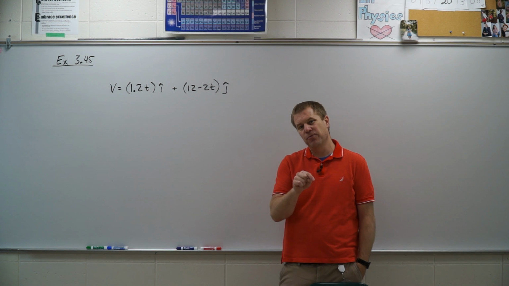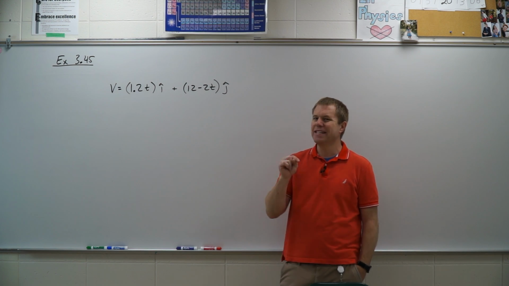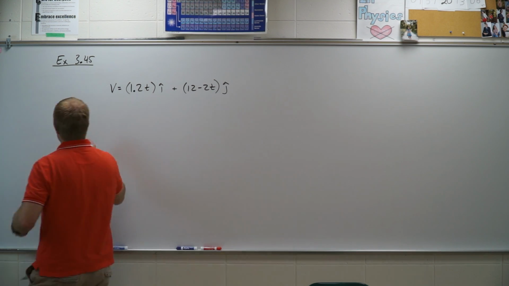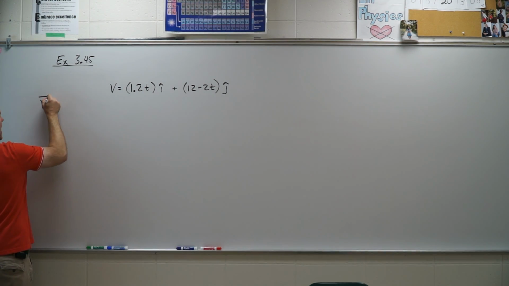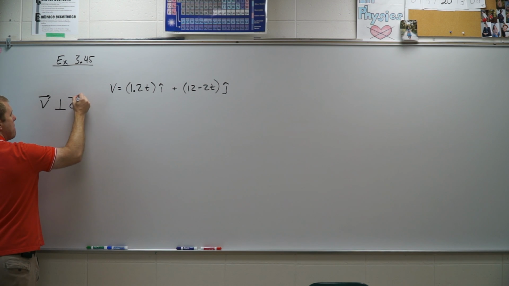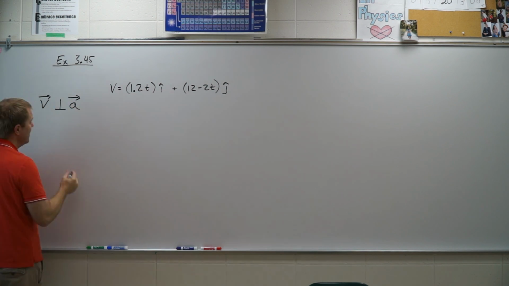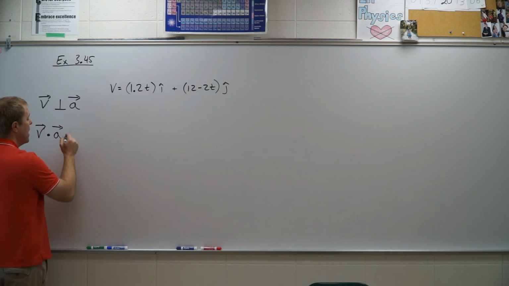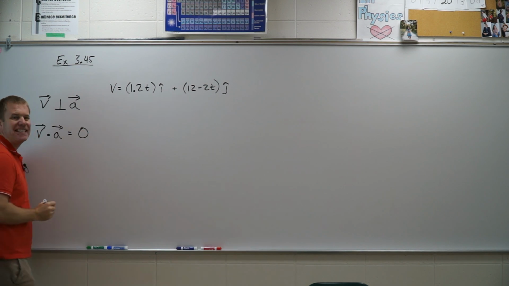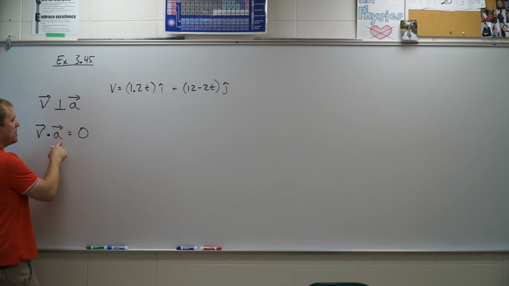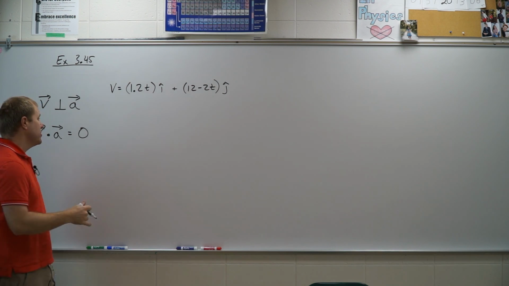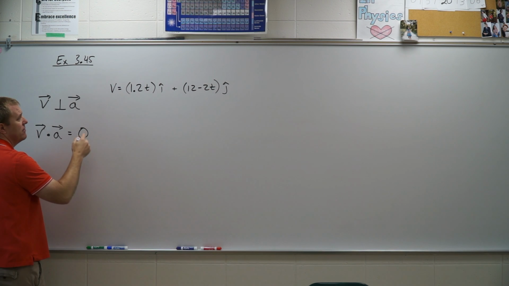Now, the reason this one fits in here is because we have to use the dot product concept. If velocity and acceleration are to be perpendicular like that, then if I take the dot product of velocity and acceleration, I know I'm going to get 0, because whenever I take a dot product of two perpendicular things, it has to equal 0. So I'm going to need to take the dot product of these two functions.